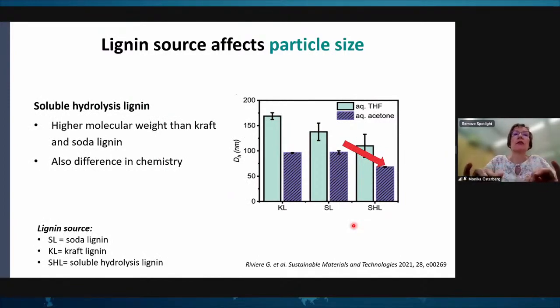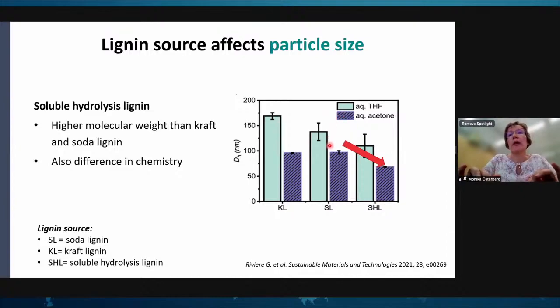But it's not... I would say molecular weight definitely affects. That's a clear effect, but it's not the only thing that affects. So if we compare the kraft lignin, soda lignin, and soluble hydrolysis lignin as the source for the lignin to make the particles, and then we have used either aqueous THF or aqueous acetone.